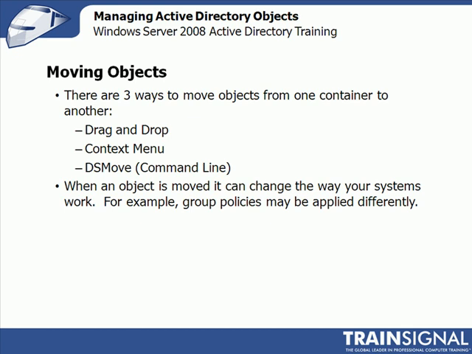But one thing I want you to keep in mind is that when an object is moved, it can definitely change the way your systems work. One of the most obvious examples I can give you is something called group policy. Now, we haven't gotten into group policy yet in this course. That's coming up here real soon. But group policy is a set of rules surrounding how a user's computer will act. It's rules about what they can see, what they can't see, what they can do, and what they cannot do.